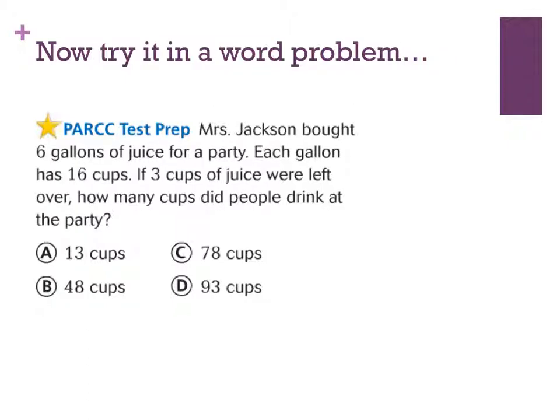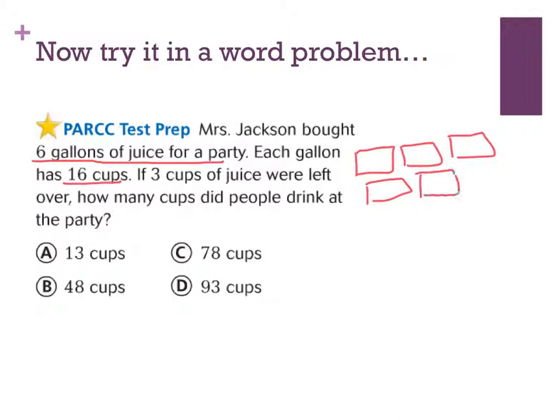Now try it in a word problem. Mrs. Jackson bought 6 gallons of juice for a party. Each gallon had 16 cups. If 3 cups of juice were left over, how many cups did people drink at the party? In this problem, I see that Mrs. Jackson bought 6 gallons of juice and that each gallon had 16 cups. So if I picture this in my head, I picture 6 gallons and 16 in each. To find out how many cups that is, I'm going to multiply 16 times 6.